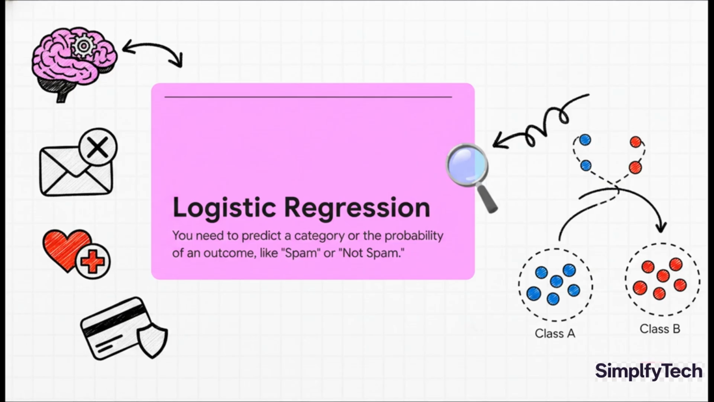Instead of predicting a number that could go up to infinity, it's designed to predict the probability that something belongs to a certain group. And this is the cornerstone of so many applications you see every day, from medical diagnoses to figuring out if a credit card swipe is fraudulent.